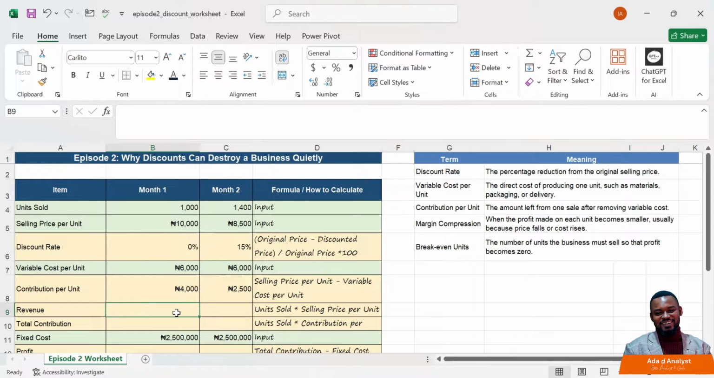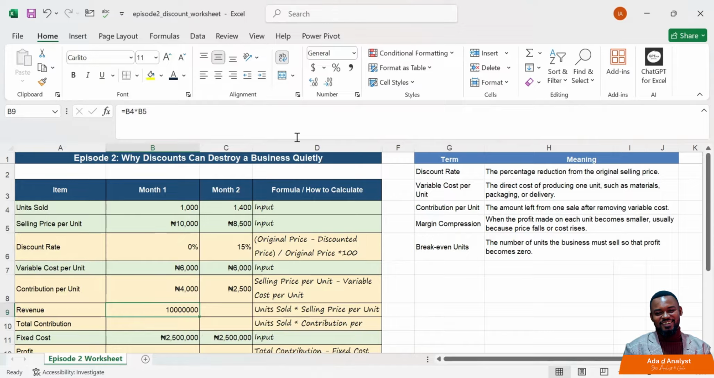In episode 1, we already talked about what revenue was. So now we'll say equals units sold. Our units sold in month 1 was 1,000, and we are multiplying it by selling price per unit. We'll press shift 8 to enter the multiplication sign, then select selling price per unit, and then hit enter.